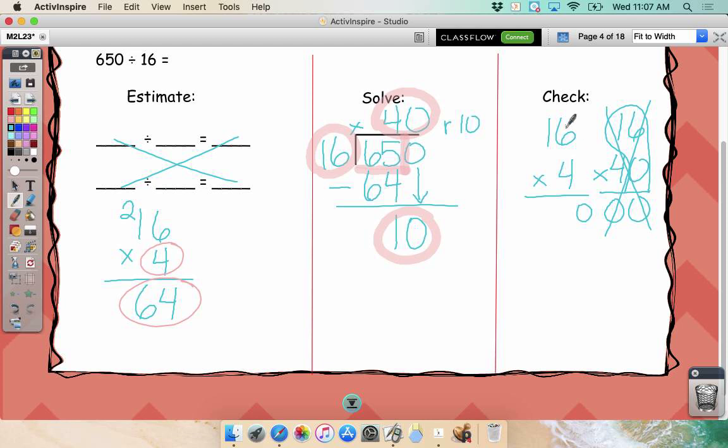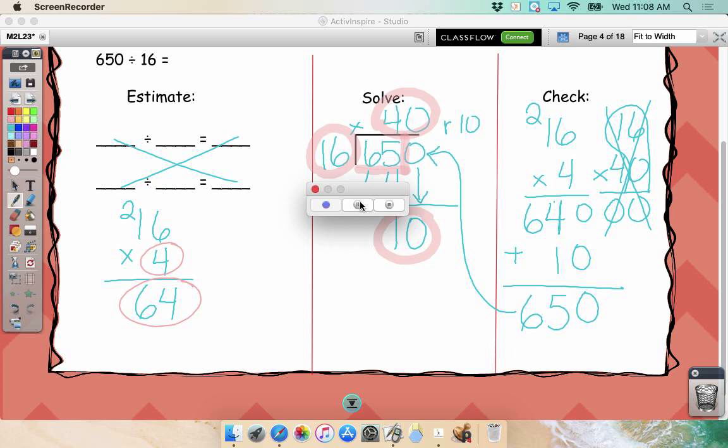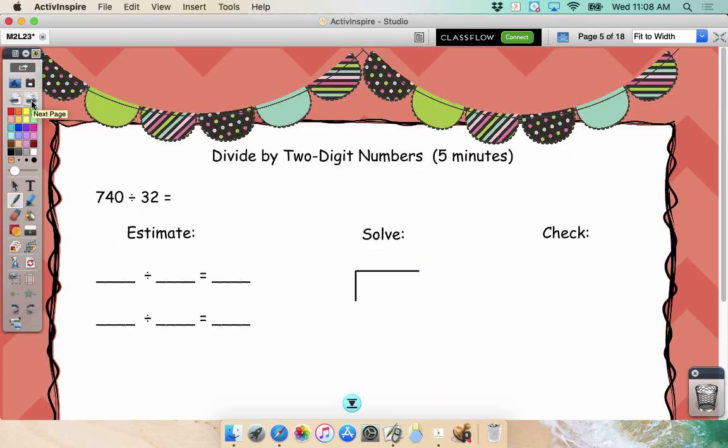So 6 times 4, what is it? 24. And 4 plus 2. Okay, now what do I do? Add my remainder, add 10. Oops, I was accidentally multiplying. And did I start out with 650 here? Okay, so it's good. Okay, next problem.